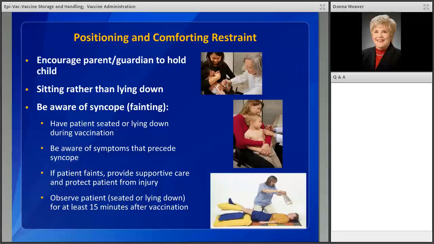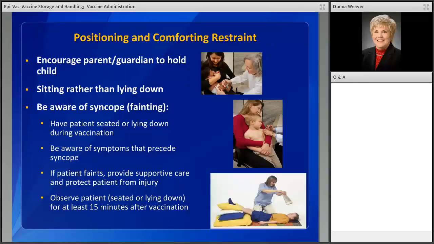Now this slide shows some suggested positioning techniques. Studies have shown that children are less fearful and experience less pain if they're sitting up rather than lying down when vaccines are administered. This seems to reduce anxiety, which in turn reduces their perception of pain.